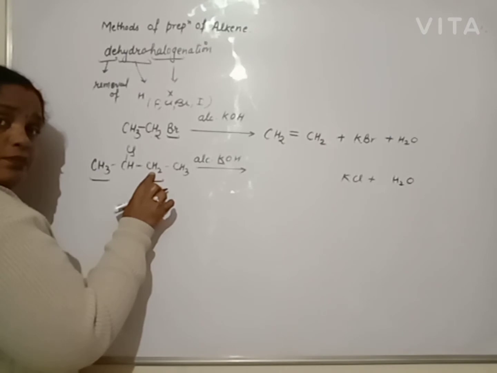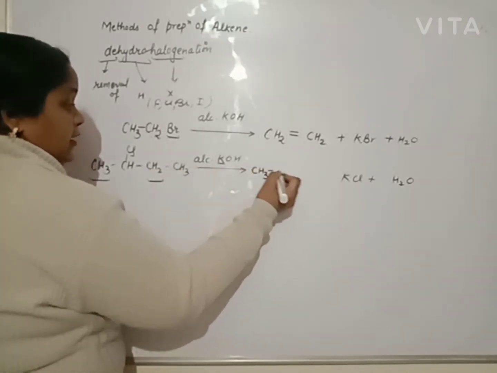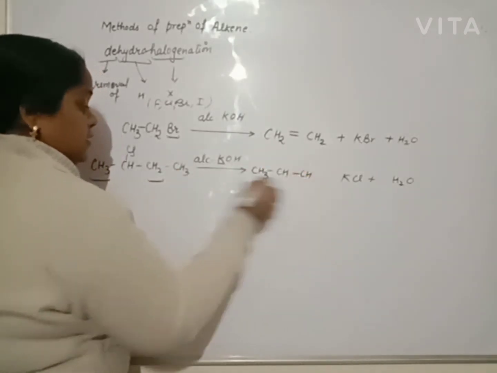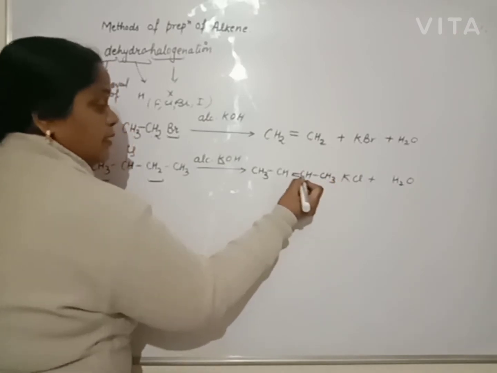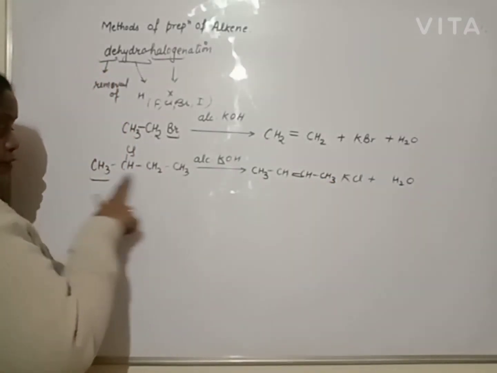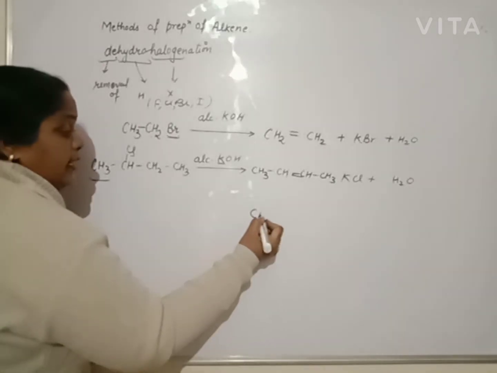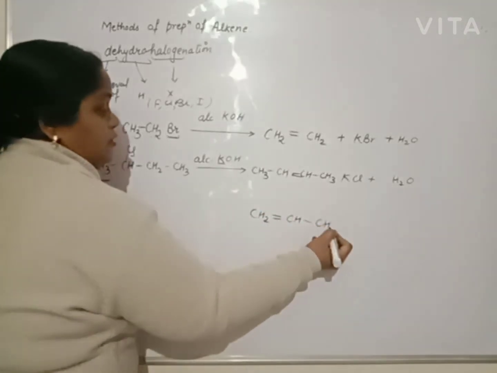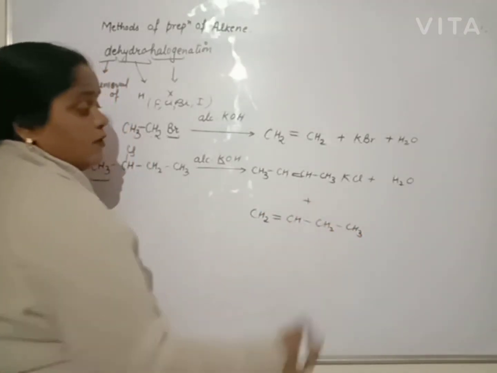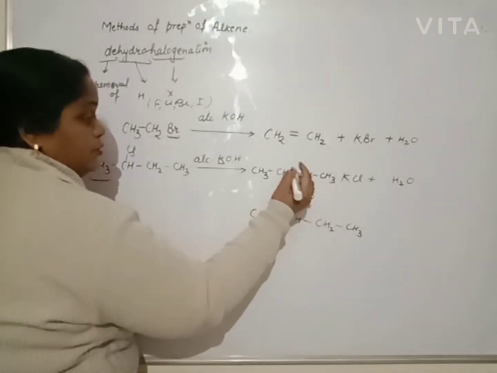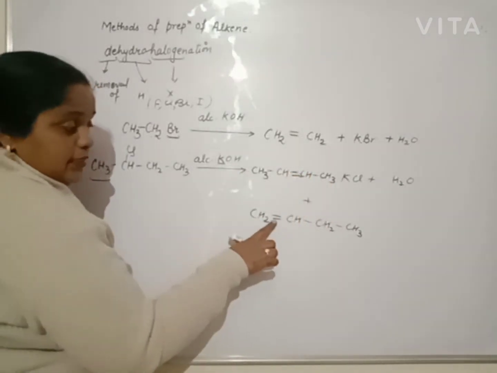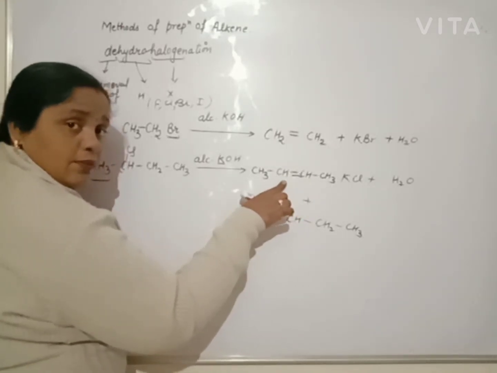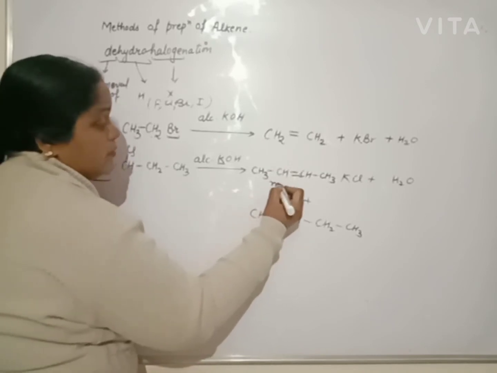If hydrogen moves from this carbon, we will get CH3, CH. Hydrogen moved out from this carbon, so CH, CH3. Complete the valency, double bond. If hydrogen is removed from the first carbon, then what happens? You have CH2, double bond, CH, CH2, CH3. You have two alkenes. Which one is more stable? Highly substituted. Which one is highly substituted? Beta, this alkene has two hydrogens on one carbon. This alkene has one hydrogen on either carbon. So it is more substituted. It is more stable.